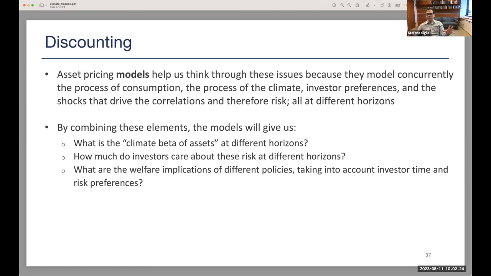Are these steps clear? I was just going to ask, and maybe there are other questions. Is this assuming that there's no separate climate factor that is not spanned by the factors that we have?